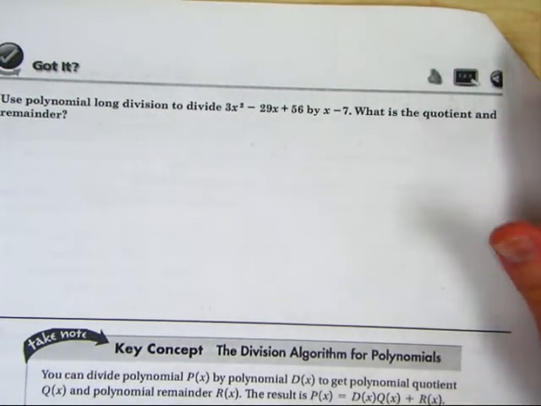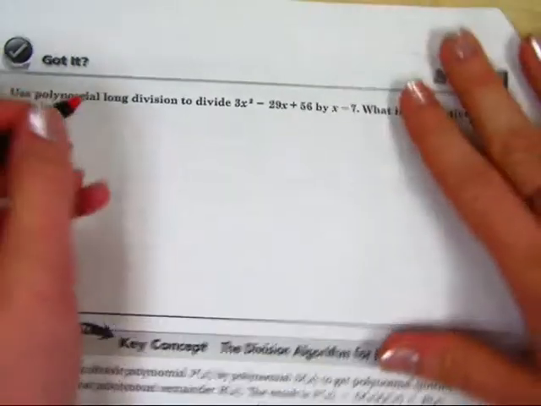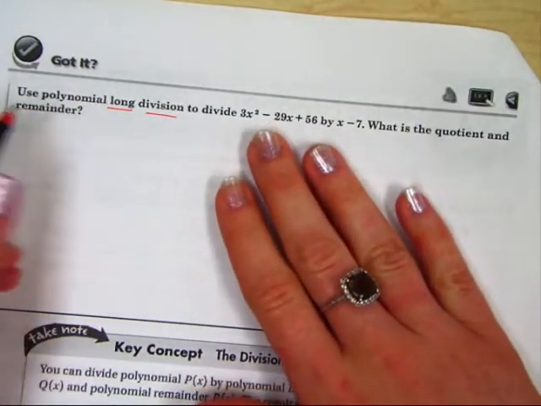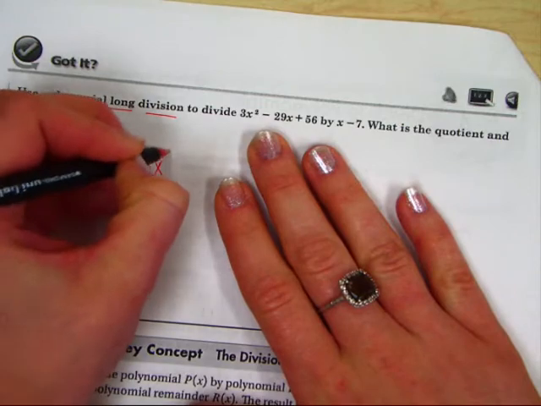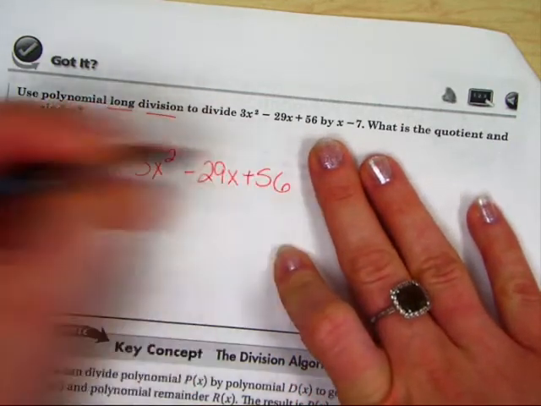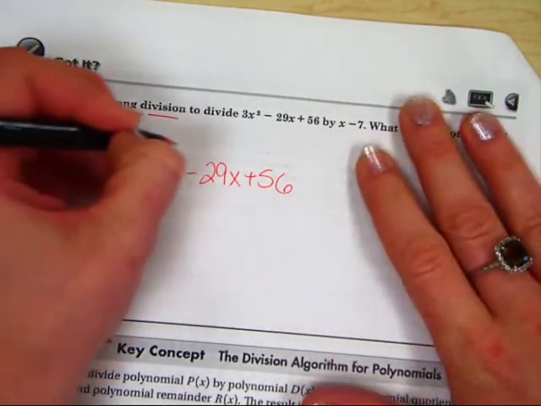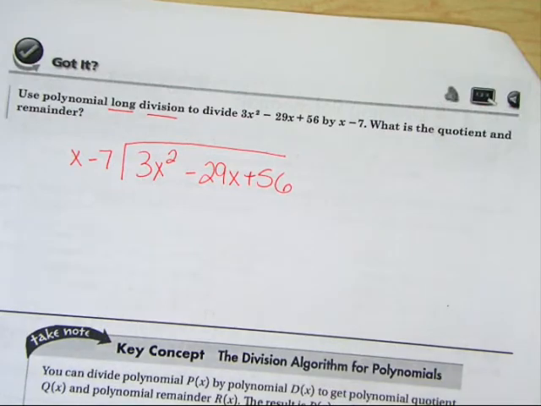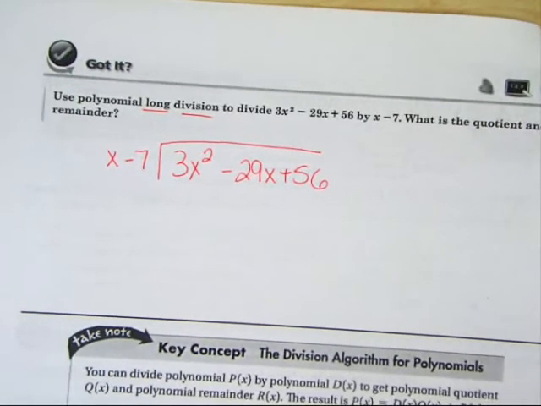Okay, we're going to do all the Got It's on one video again. We're going to practice long division one more time. So we have our big polynomial, 3x squared minus 29x plus 56, and they need us to divide that by x minus 7. Now, one thing to make a special note of is to be very careful with your signs.